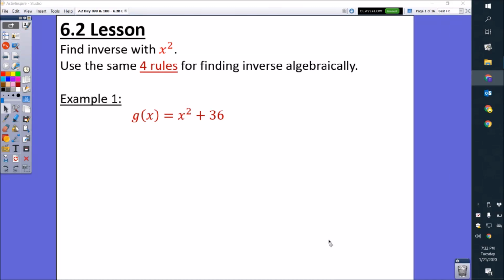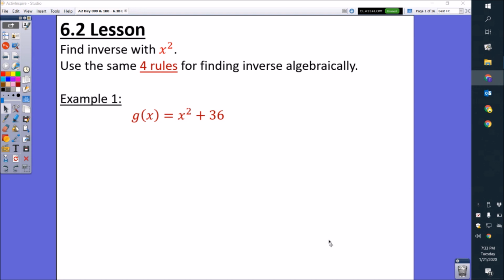Welcome back to section 6.2, finding inverse algebraically. In this section, we're going to focus on finding inverse when we have x squared. So we're going to be using the same 4 rules on finding inverse algebraically, but this part is mainly on how to work when you have an x squared. So let's take a look at example 1.